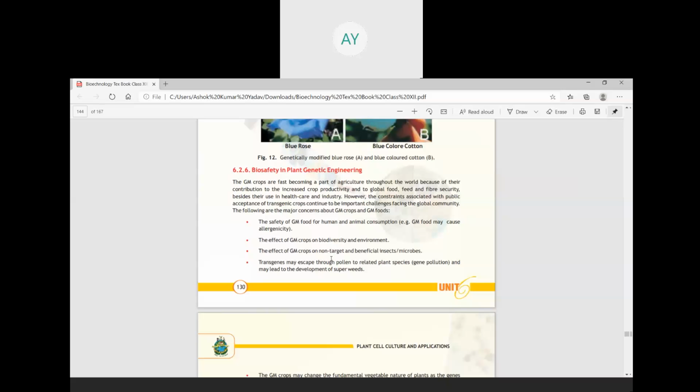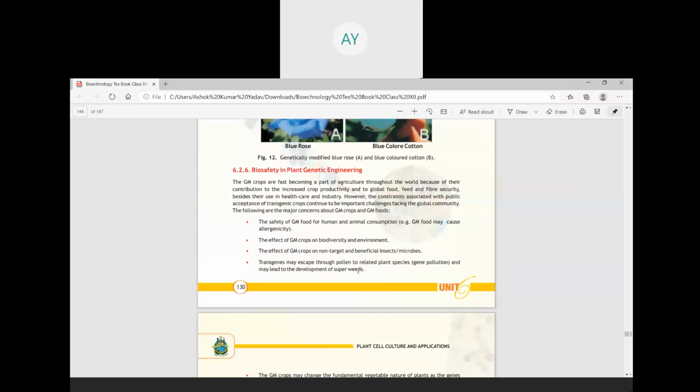Next is transgene escape through pollen. Suppose it is a transgenic crop and somehow pollen grains are released, either with the help of insects or with the help of wind, and transferred to a weed plant. What happens? There will be development of a superweed. The gene present in the transgenic crop escapes through the pollen, with the help of insects and air, and if it passes onto the flower of the weed, it can develop a superweed.